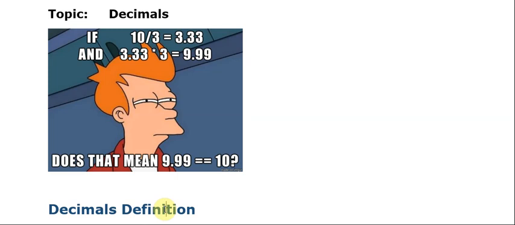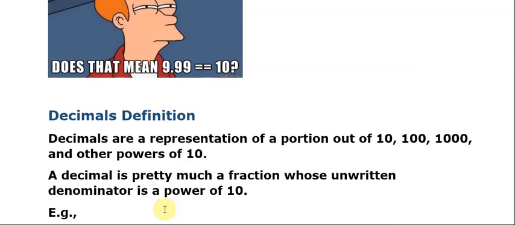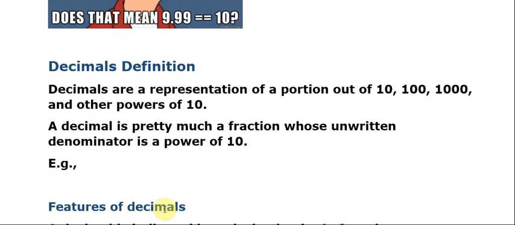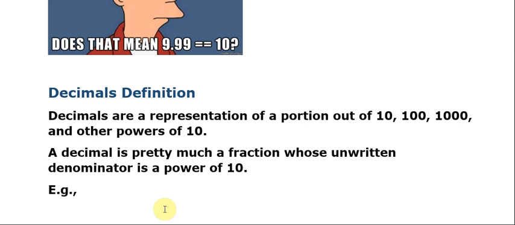Hello everyone, today we are looking at the topic decimals and we want to see if we can understand what decimals are and how to deal with them. So let's start off with a definition for decimals. Decimals are a representation of a portion out of 10, 100, 1,000 or other powers of 10. Therefore, a decimal is pretty much a common fraction whose unwritten denominator is a power of 10.